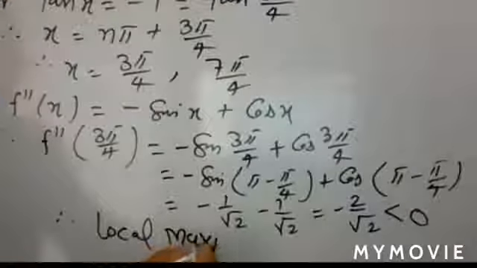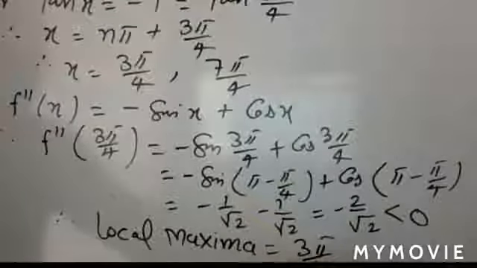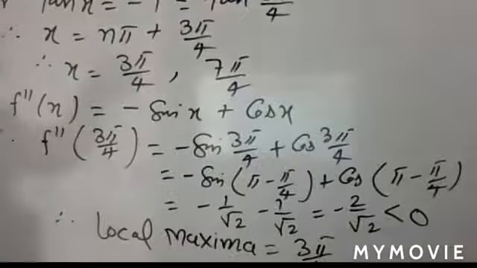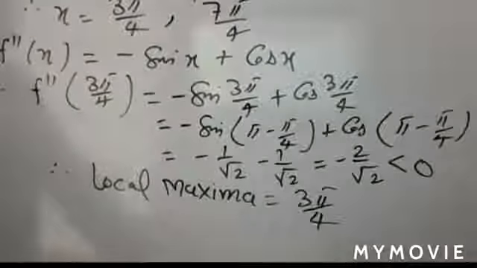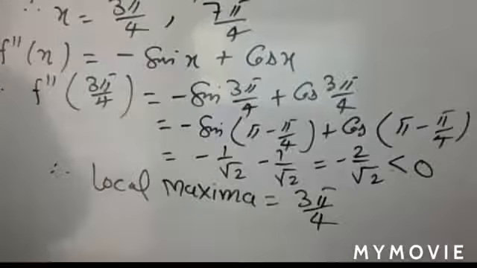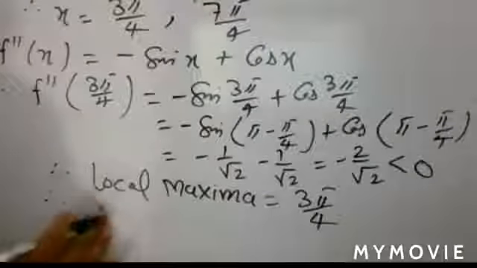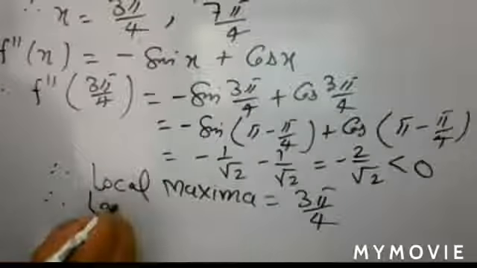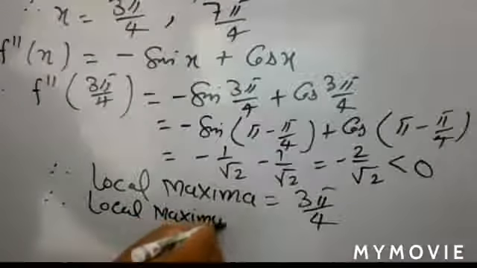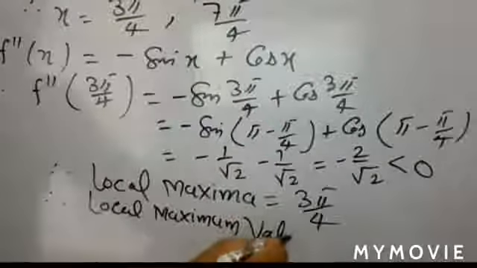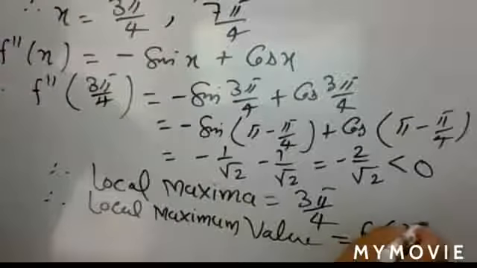So local maxima is equal to 3 pi by 4. Now here you also have to find the maximum value of the function. So what do you do in that case? Yes, putting that value in the given function. In this way here you have f max, meaning local maximum value. Local maximum value is equal to f(3 pi by 4).